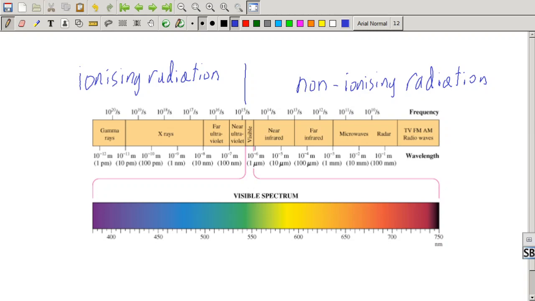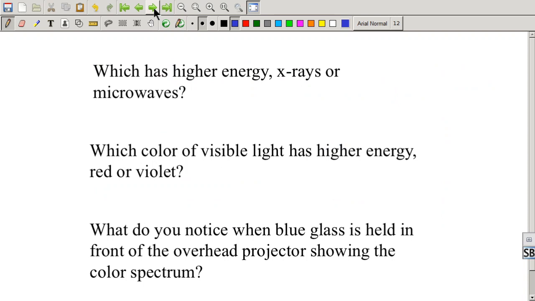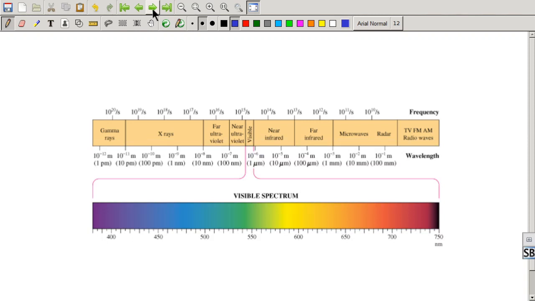Okay, so if you look at the visible spectrum, violet is the highest energy photons in the visible spectrum, and red is the lowest energy. Okay, so actually 600 nanometers is in the yellow region. I said red before. All right, so here we can look at these different things, and we've already talked about that.